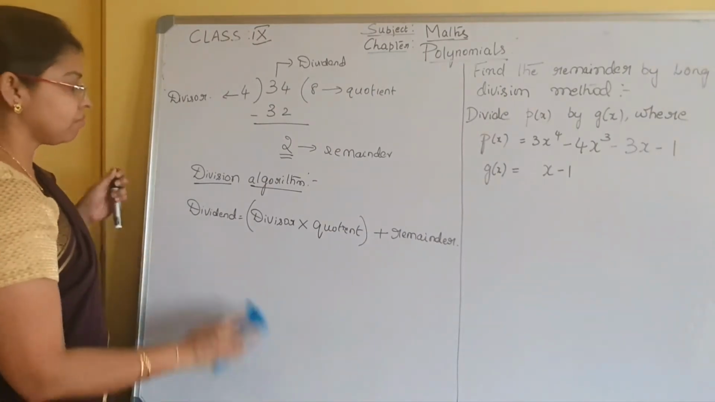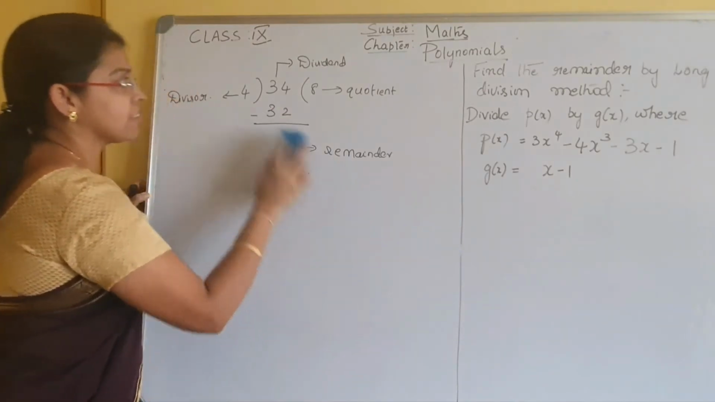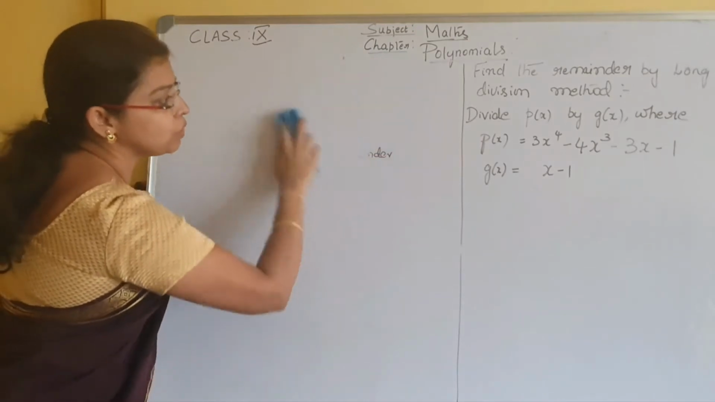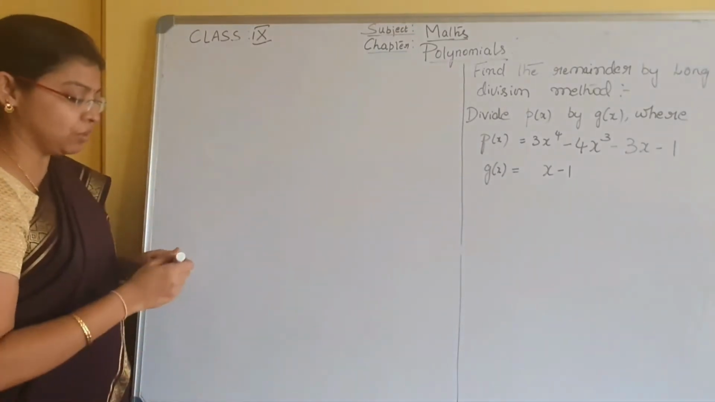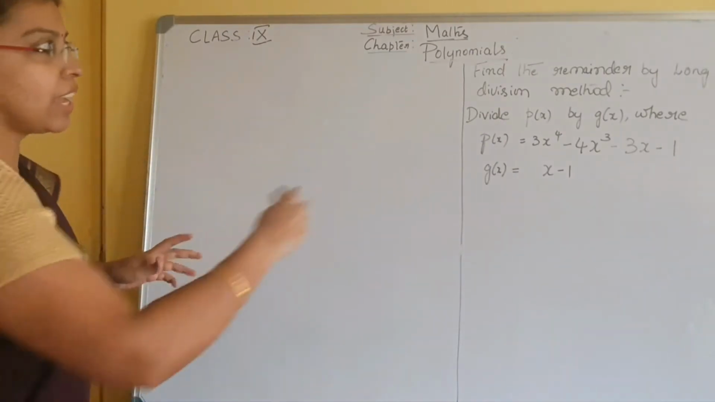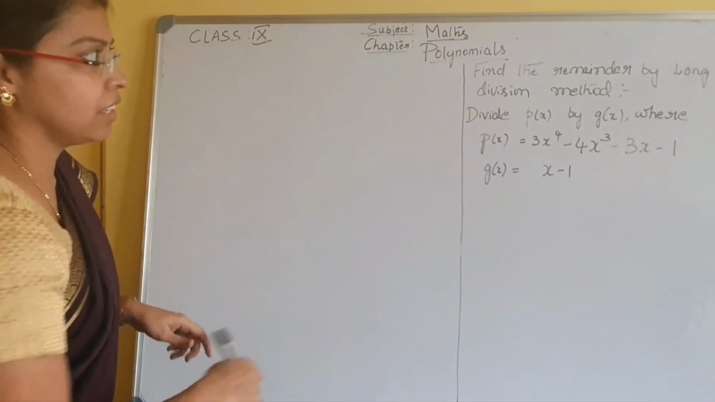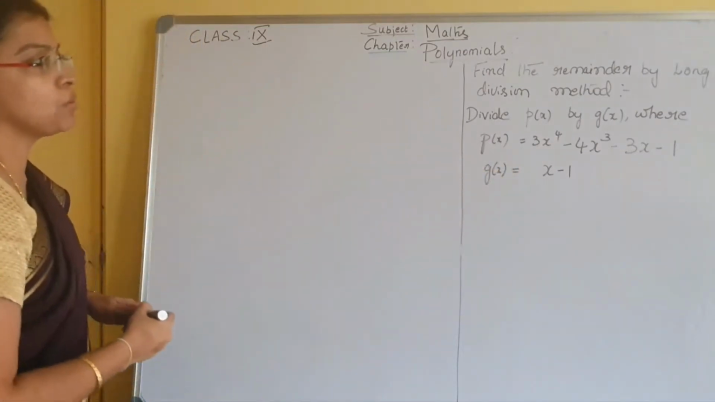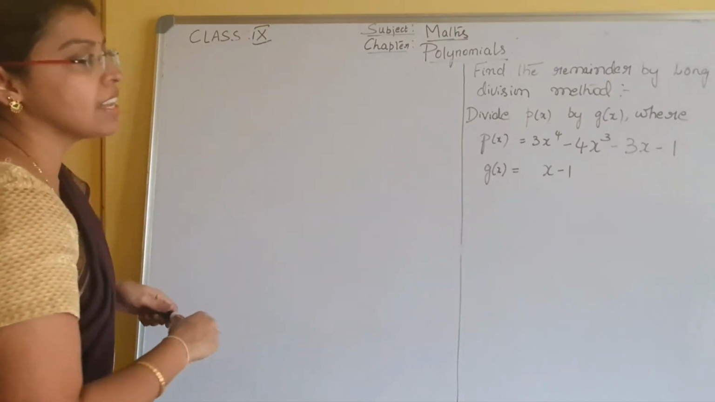Okay. So now we will see how to divide two polynomials. This is numericals without variables. We know how to divide. In a very similar way, subsequent subtraction we will do to get the remainder when two polynomials are divided. So can you just see the question there? Find the remainder by long division method. That is, divide p of x by g of x where p of x is equal to. So p of x becomes a dividend here and g of x is divisor.